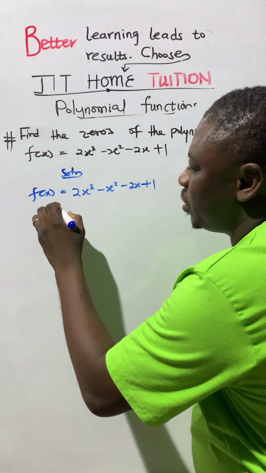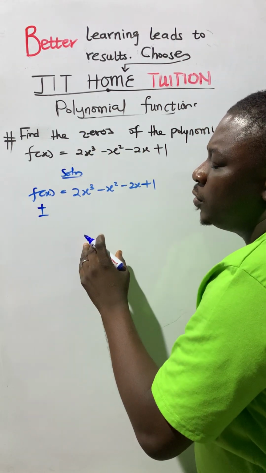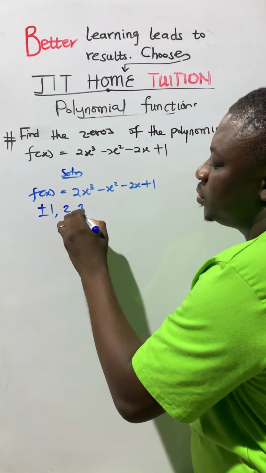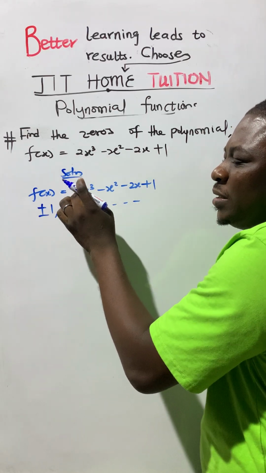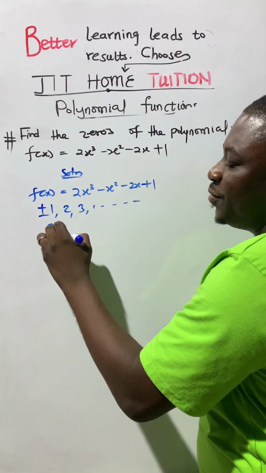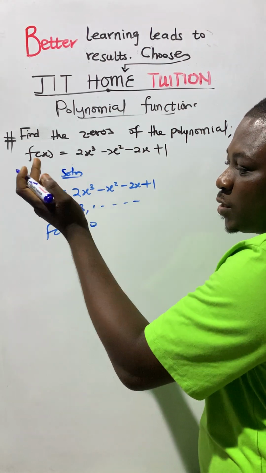Okay, so now let's look at it. To find the factor, you are supposed to start with plus 1 and minus 1. You test them, and so on. You put plus 1 or minus 1 into the function to find out which of them will make f of x equal to 0. So you can start with plus 1.